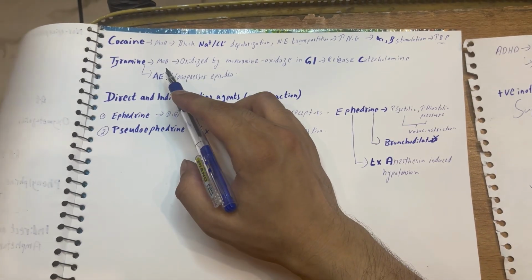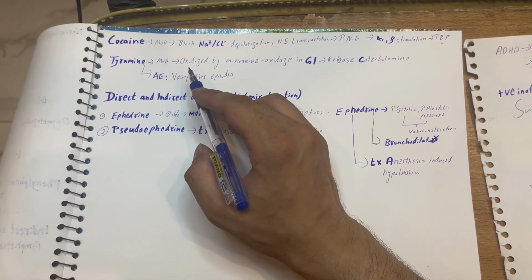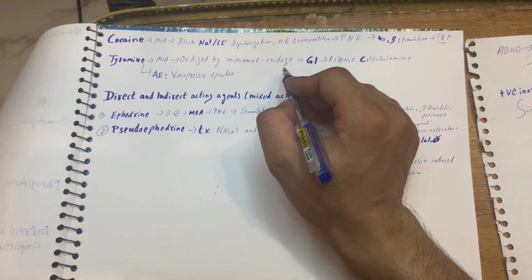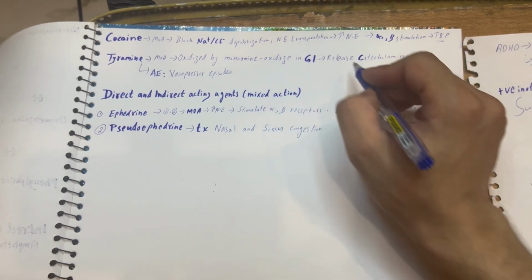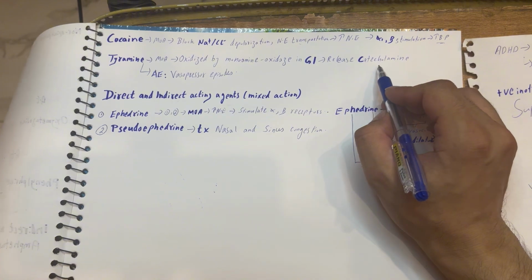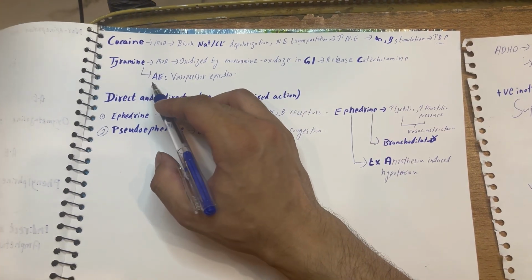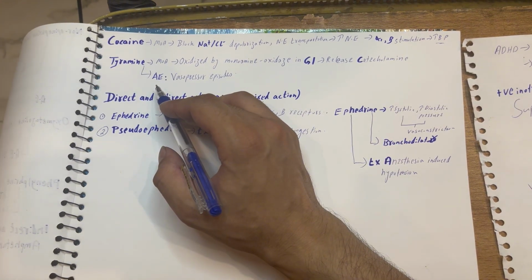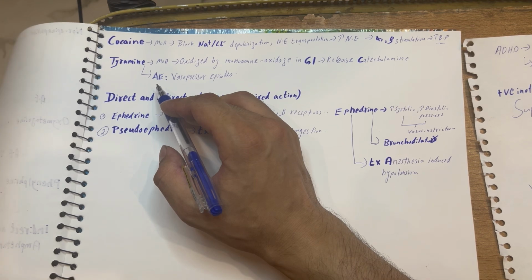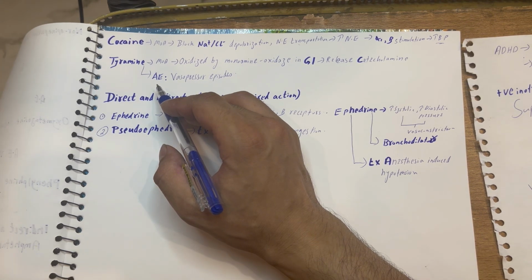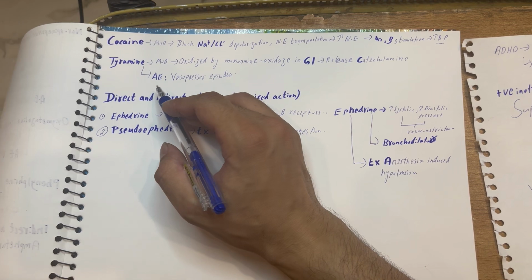The next drug is tyramine. Its mechanism of action is it is oxidized by monoamine oxidase in the GI tract. It releases catecholamine. Tyramine has some side effects, that is vasopressor episodes. So vasopressor episode is basically when there is a sudden spike in blood pressure.